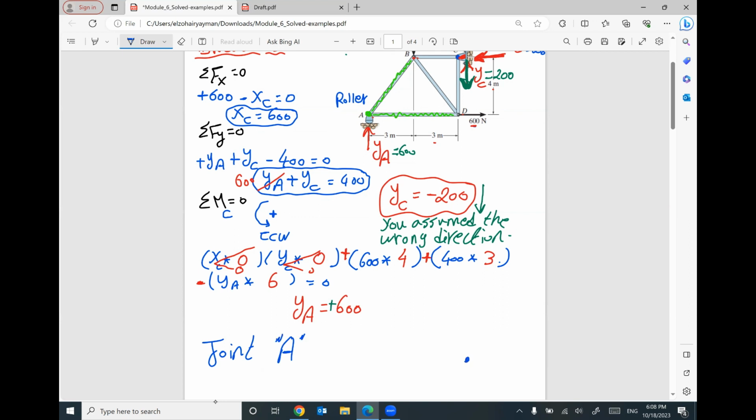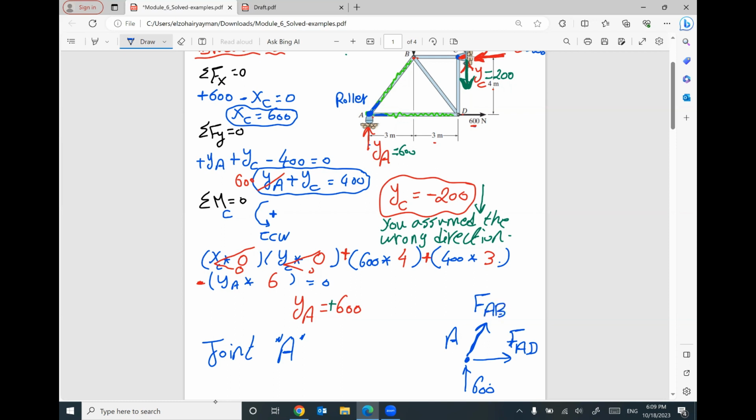Here is joint A. We have to consider everything intersecting at A. So I will have reaction YA equals 600. I will have this horizontal member with a force called FAD. I will have this member intersecting at A with a force FAB.